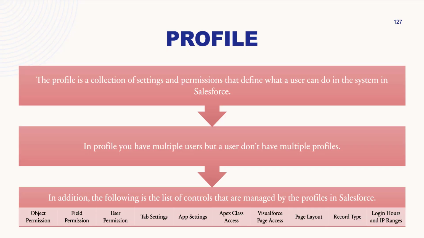We also have control access to Visualforce pages for customizing the user interface, and in the page layout we specify the arrangement and organization of fields on a page. The second last one is the record type. It defines different record types with a distinct set of picklist values, page layouts, business processes and many other things. And the last one, we have login hours and IP ranges, which specify when and from where the user can log in to your Salesforce account.